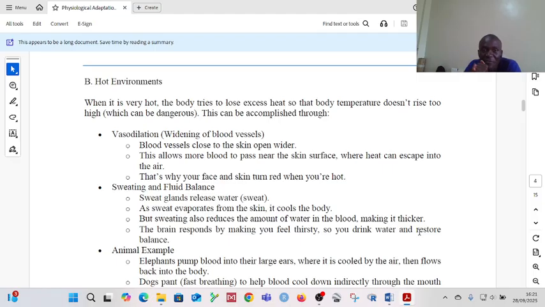Okay? So there is vasodilation, there is sweating, and sweating comes with the fluid balance. You sweat, you lose water, you lose heat as well. But because water has been lost, the thickness of your blood changes. Blood becomes thicker. Once that happens, the brain responds by making you feel thirsty. And once you feel thirsty, utatafuta maji ukunywe so that uongeze the amount of water within your body. Then you correct now the thickness of your blood.